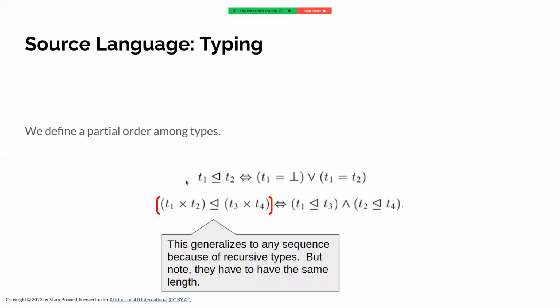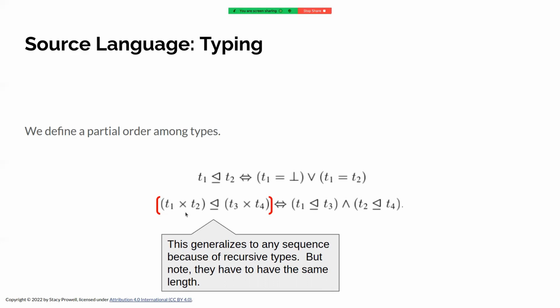Down here, we have something that deals with the cross of two types. And that's important because remember, that's how we actually defined alpha. And so we say that this is less than or equal to this if and only if type 1 is less than or equal to type 3 and type 2 is less than or equal to type 4. So there we go, and there we go. This is the usual notion that you see of covariant types.